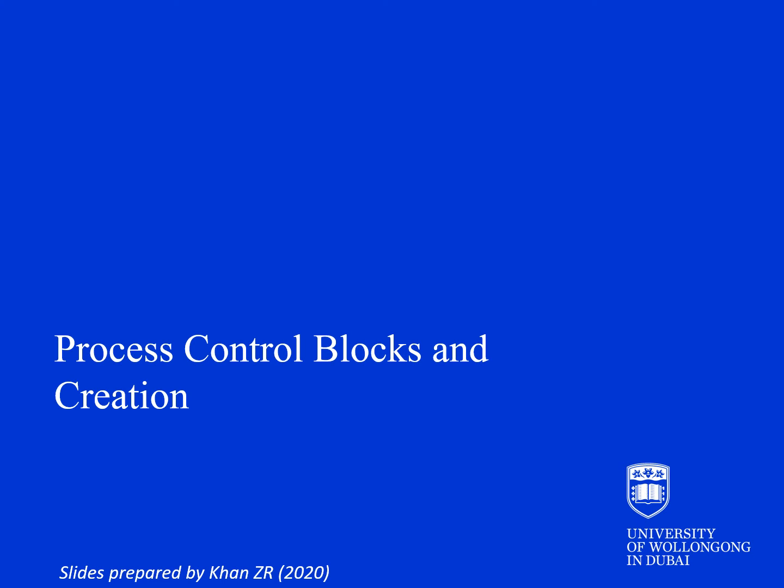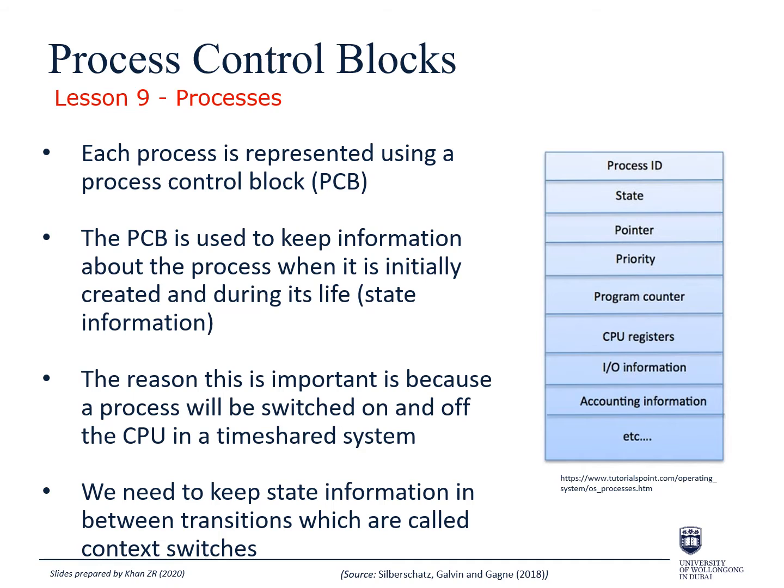Process control blocks and creation. So, process control blocks. Each process is represented using a PCB, our process control block. The PCB is used to keep information about the process when it is initially created and during its life, state information. The reason this is important is because a process will be switched on and off the CPU in a time-shared system. We need to keep state information in between transitions, which are called context switches.